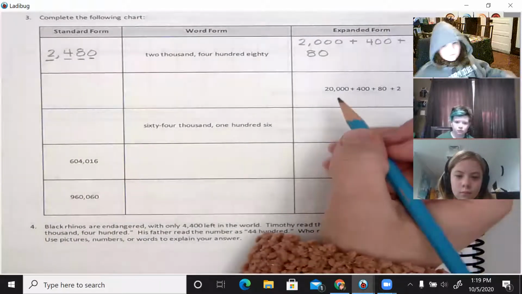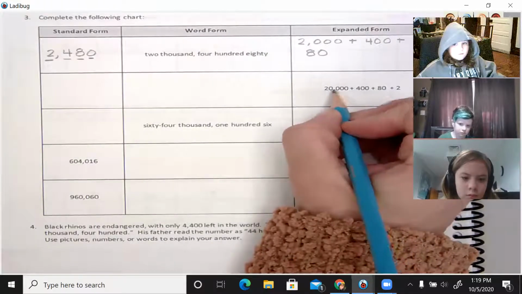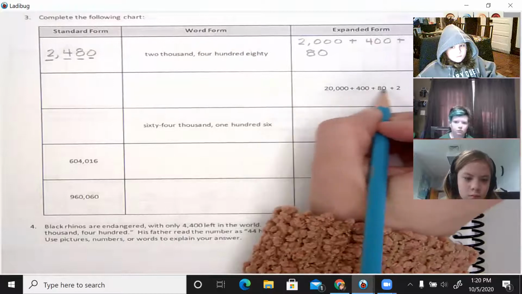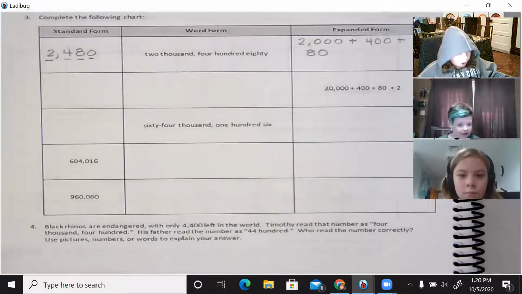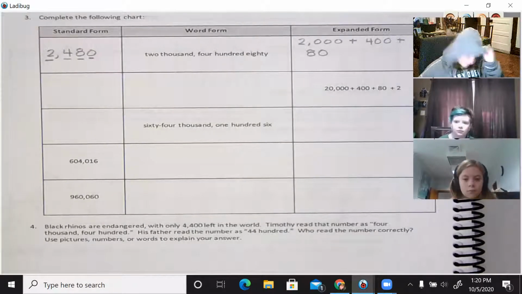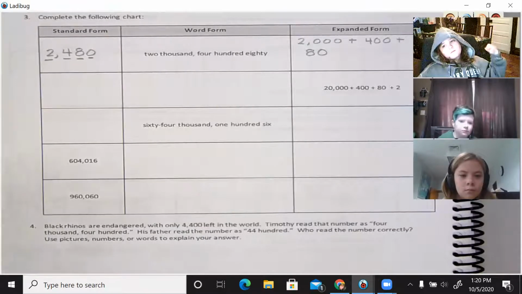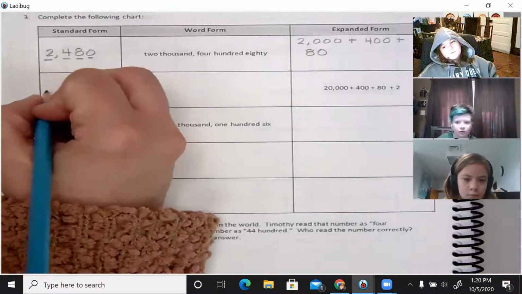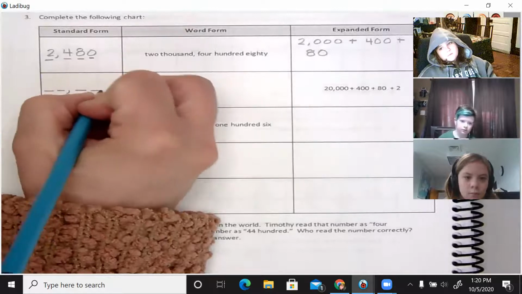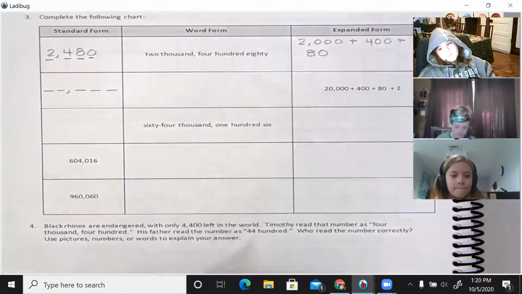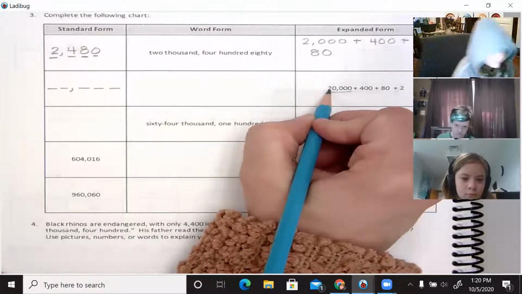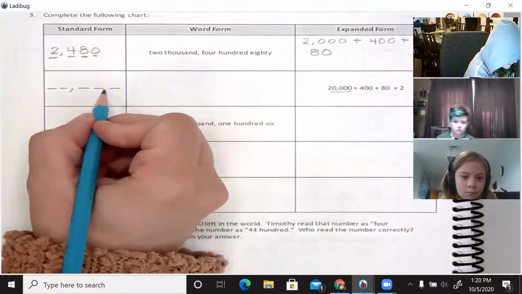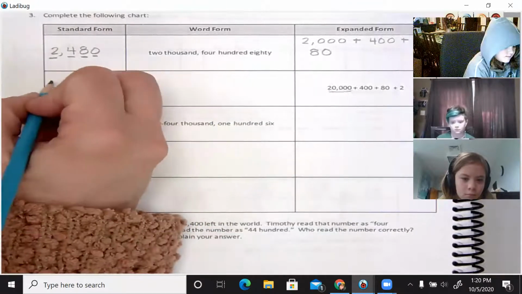So I'm going to show you guys a little tip. What is the biggest number here? Peyton? 20,000. Peyton, how many digits are in the number 20,000? Five. Okay, so now I'm going to put 1, 2, comma, 3, 4, 5. Now I'm going to fill it in like a puzzle. So when I look at the number 20,000, I have a 2 in my biggest place value, which is the 10,000s place. So I'm going to look over here and I know this is the 10,000s place. So that's where my 2 goes.